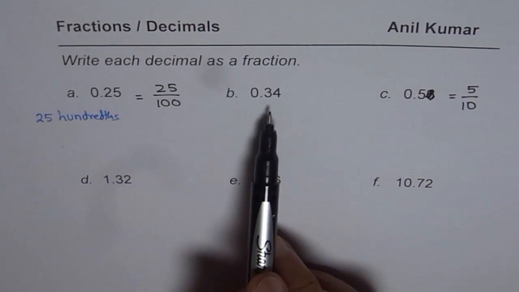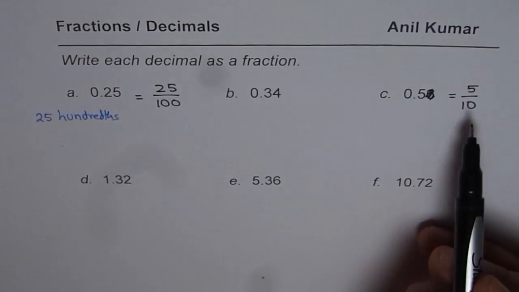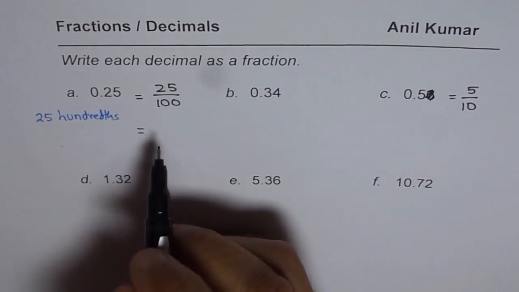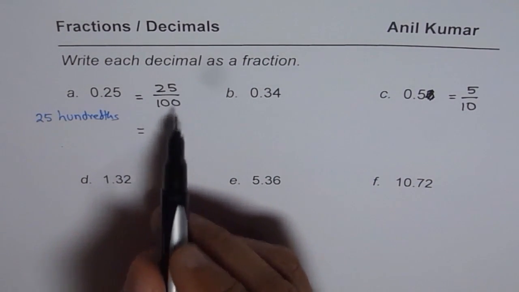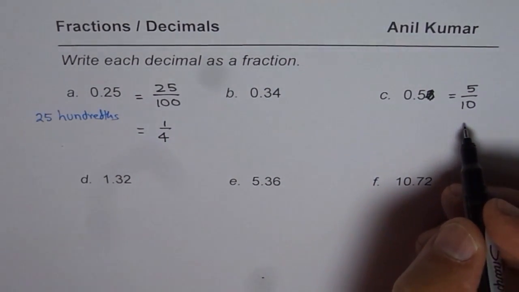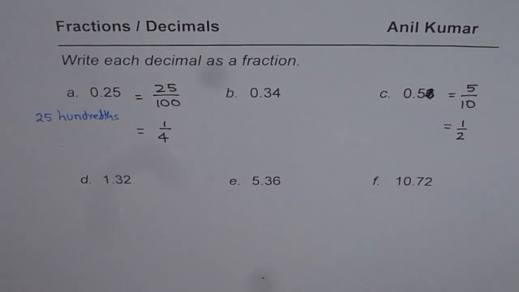At times, we may also ask you to write it in lowest terms. In that case, simplify your fraction and write the equivalent fraction. Dividing both by 25, 25 over 100 can be written as 1 out of 4, right? And in this case, 5 out of 10 is the same as half, 1 out of 2.